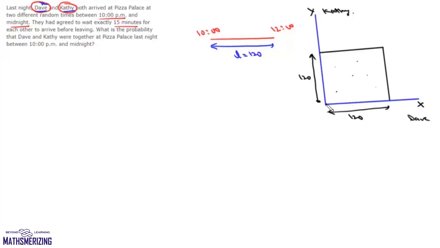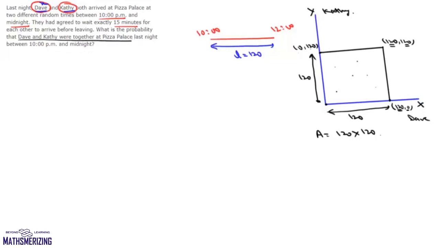Now this point corresponds to the time where both Dave and Kathy arrive at Pizza Palace at 10 p.m. Now this point is 120, 0. So it means that in this case, Dave arrives at 12, whereas Kathy arrives at 10 p.m. So all the possible outcomes can be mapped to this area, which is say A, and it'll be simply 120 into 120.